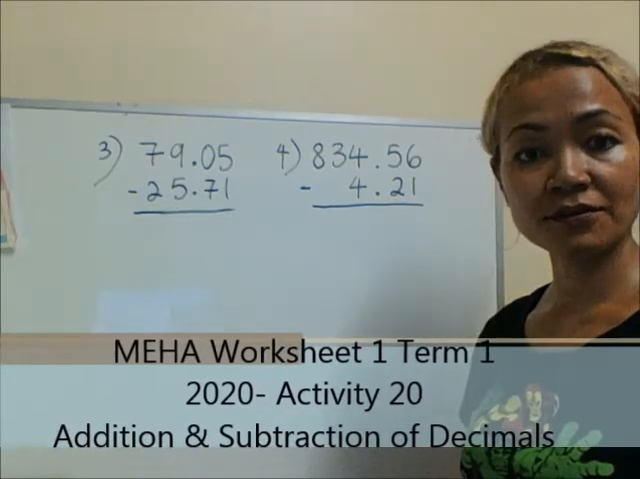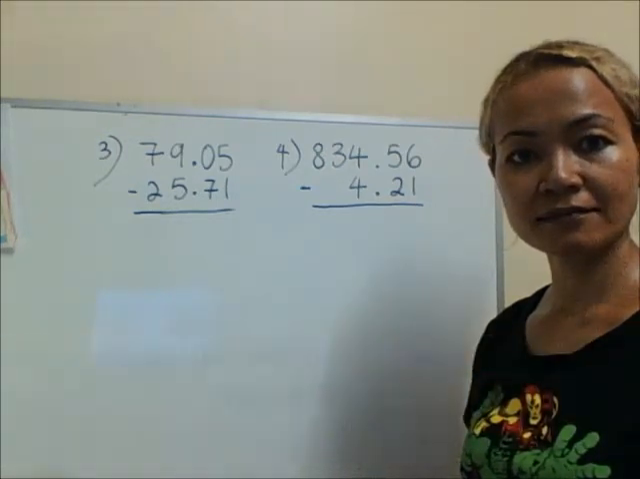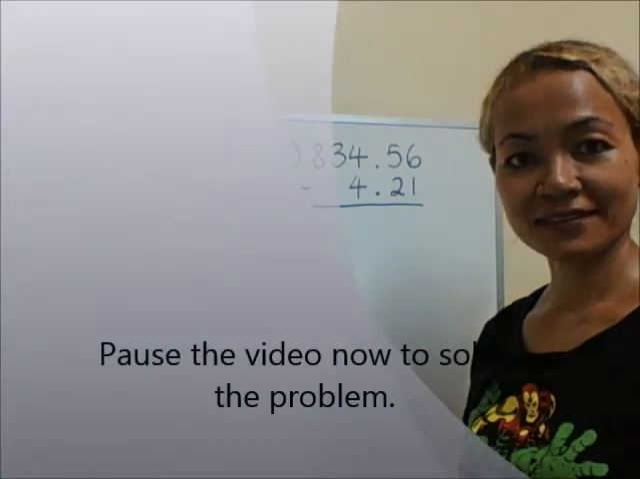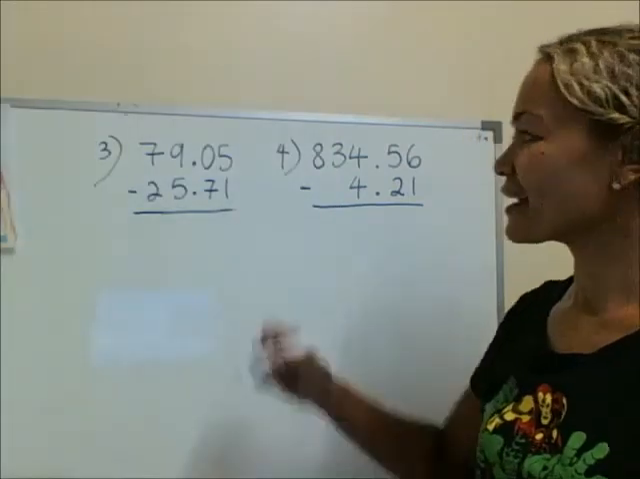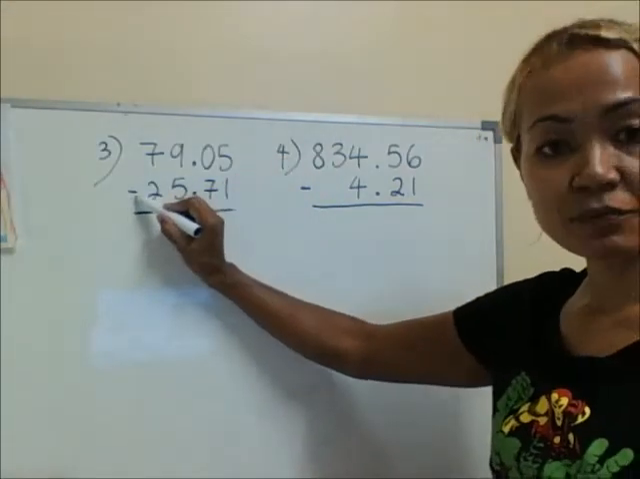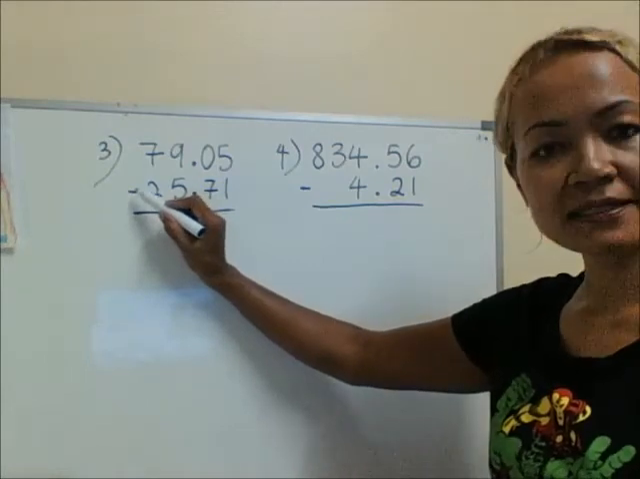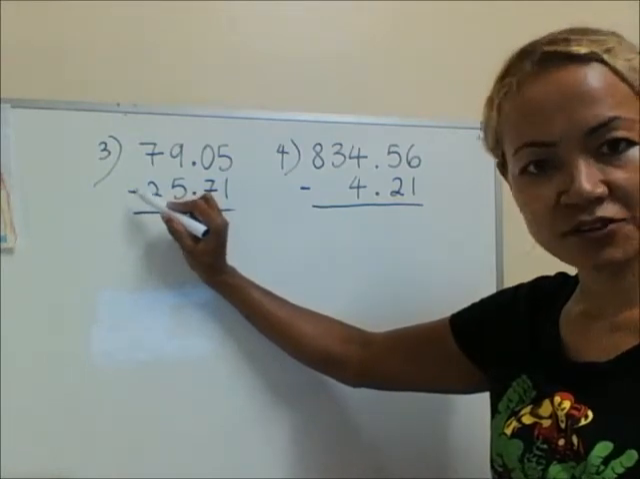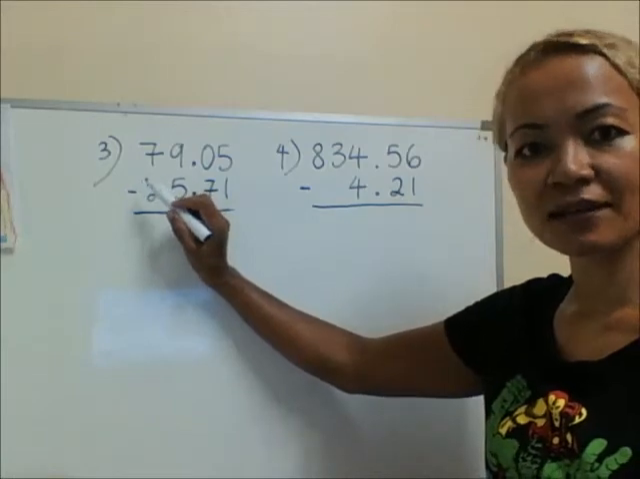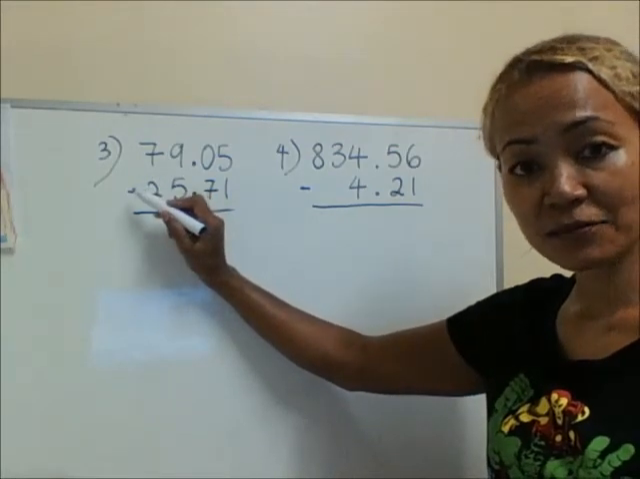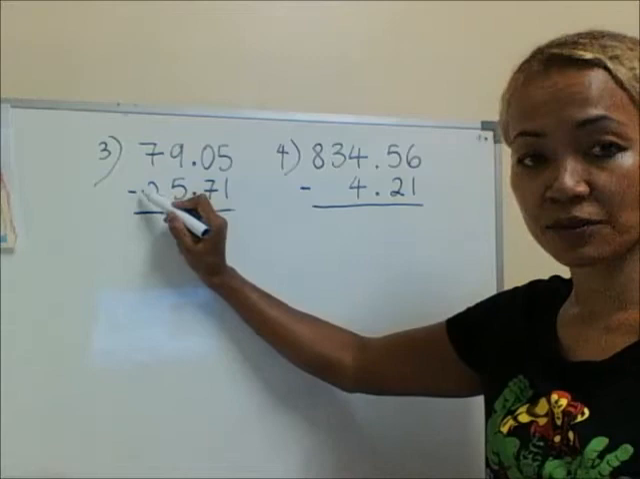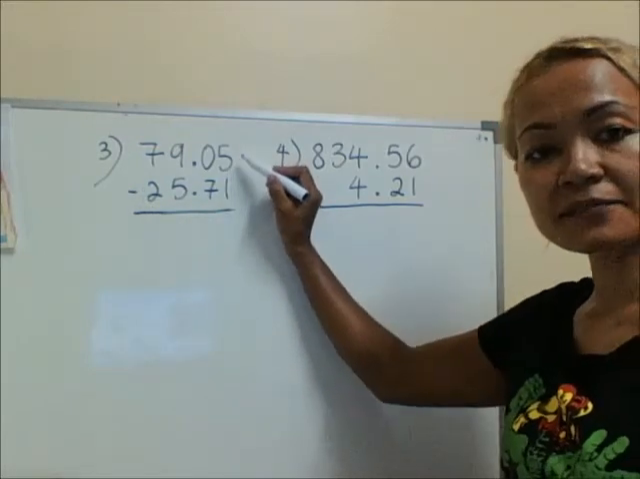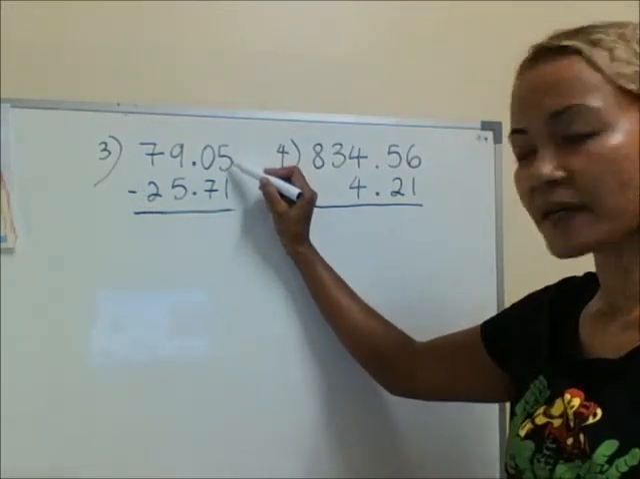The next 2 problems from activity 20. I'll give you time now to solve number 3. Did you get it? It's a subtraction question. Always be careful. Double check, triple check that you're doing the correct function, subtraction or addition. This one is subtraction. That's a very easy mistake that is made.